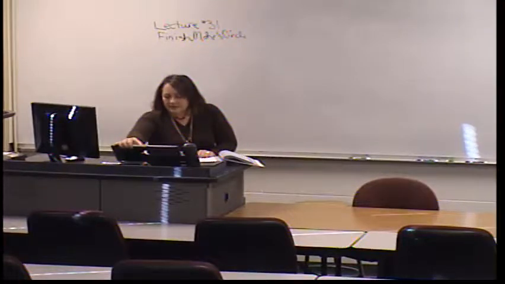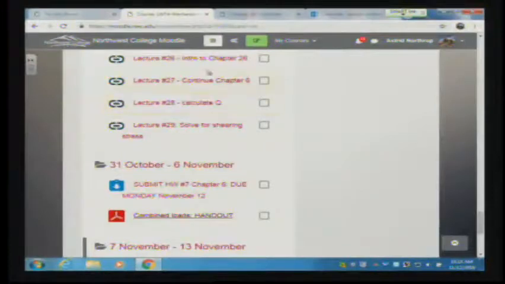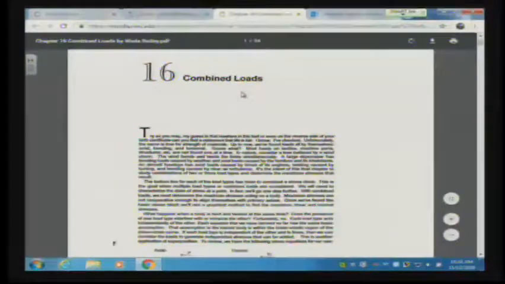Continuing talking about Mohr's circle from the combined loads handout that is put on your Moodle page. If you take a look at the Moodle page, the handout itself is right here, so you can print it out or have it available to you digitally, but that's what we're working from today.